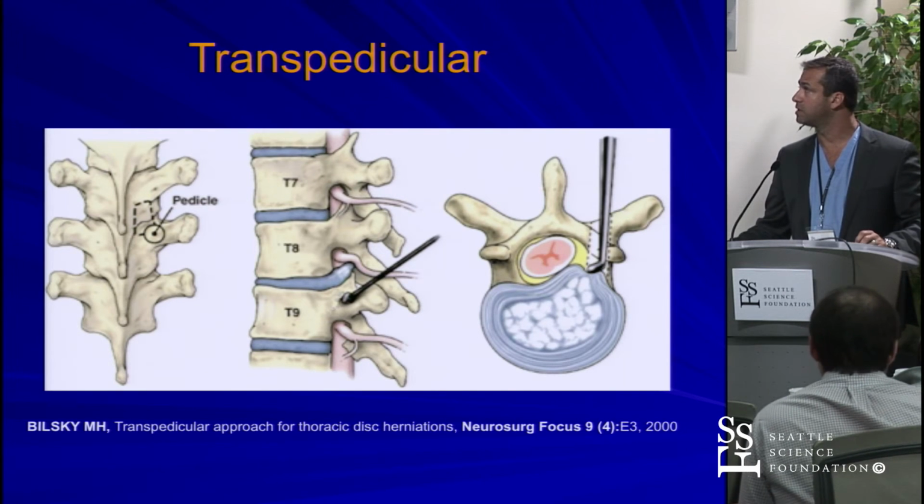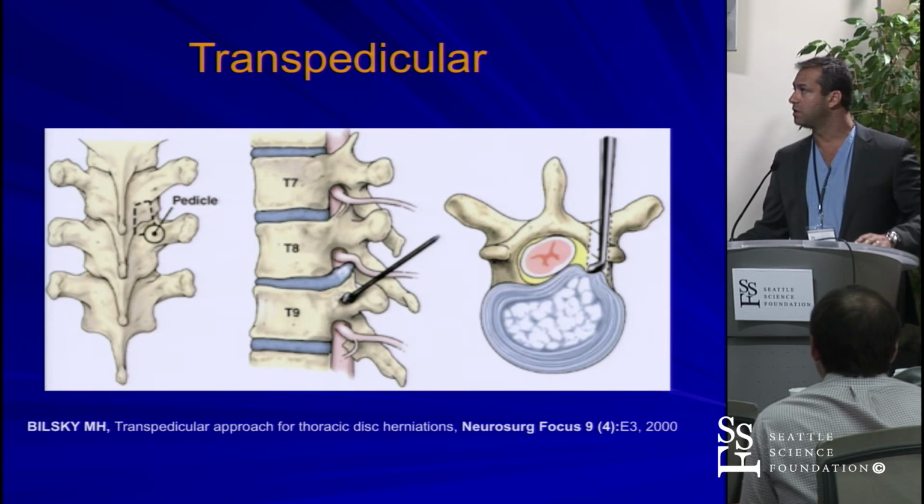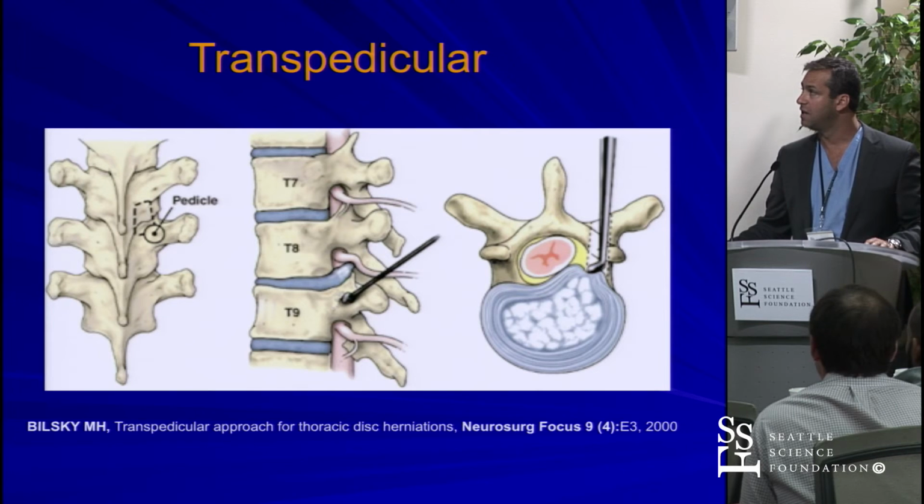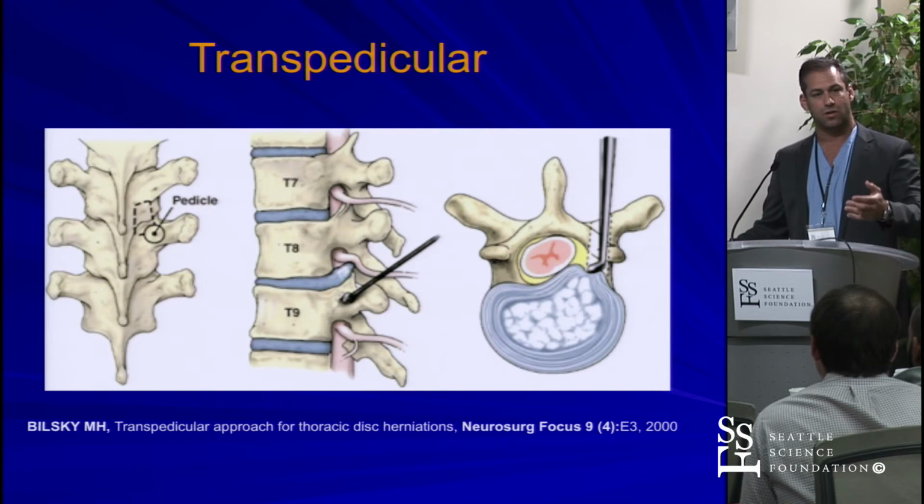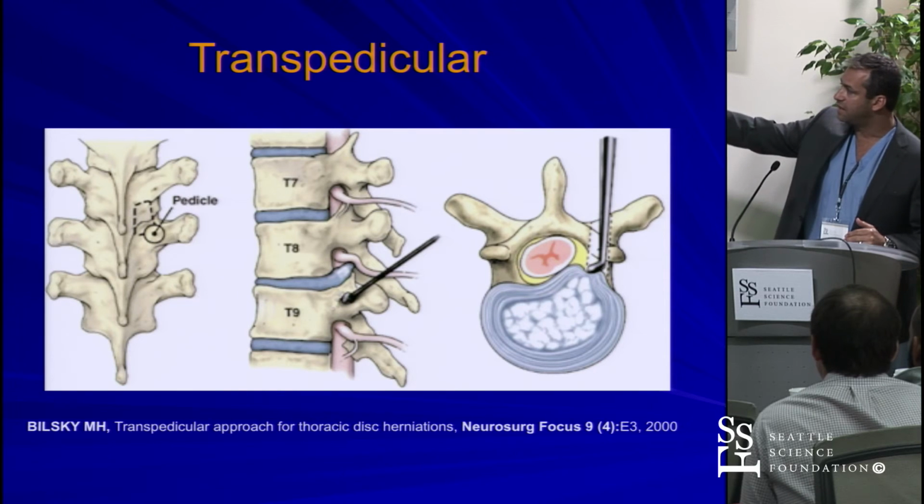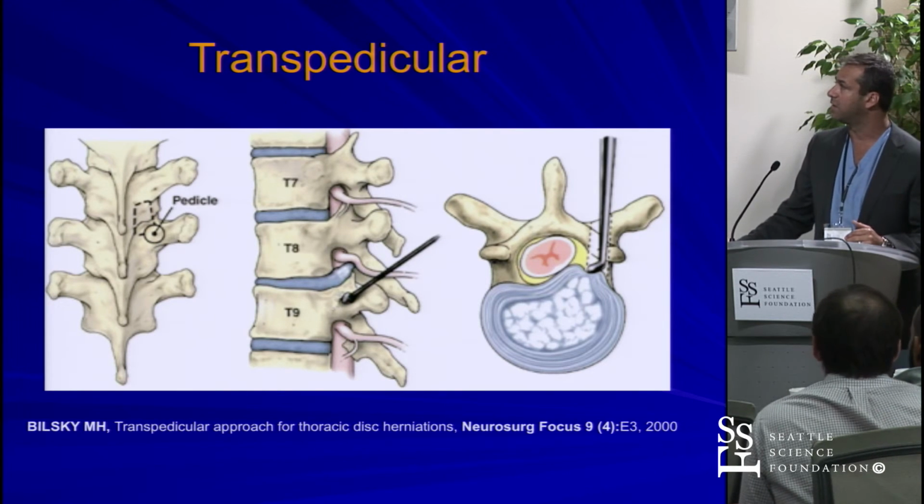So performing the transpedicular approach, you basically want to drop your dilators or your retractor or whatever system you're utilizing along the pedicle at the level below the disc herniation, right? Because you can see here on this sagittal that the disc is going to be sitting in front of the superior aspect of that pedicle.